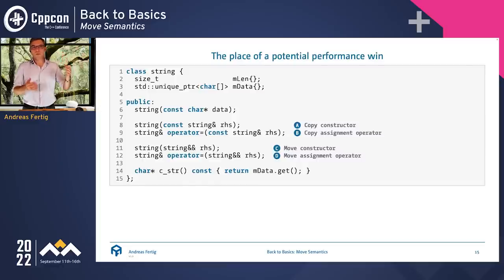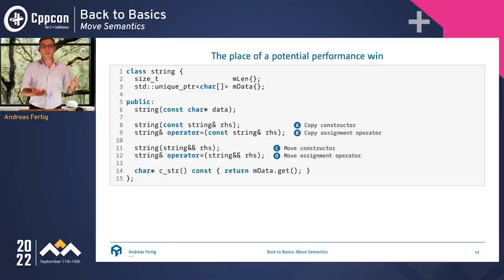So in line number 2, we see the usual length for storing the length of the string. It's a size_t. And then I decided that I store a pointer to the data in a std::unique_ptr that takes an array of chars, and I call that one mData. That spares me creating a default constructor, having a destructor, and a couple of delete operations. So it makes my code shorter, which is excellent for slides here.